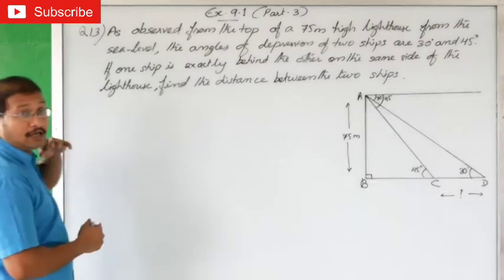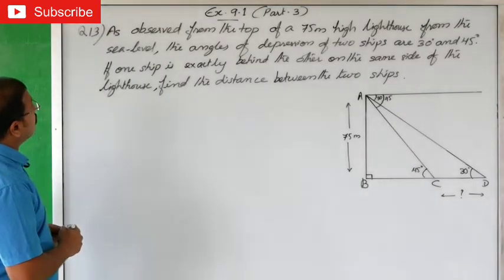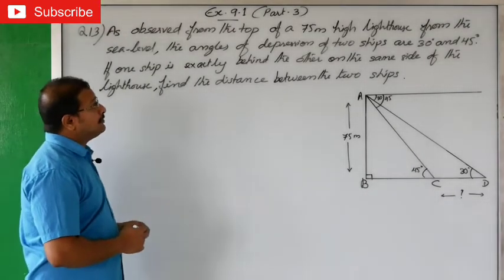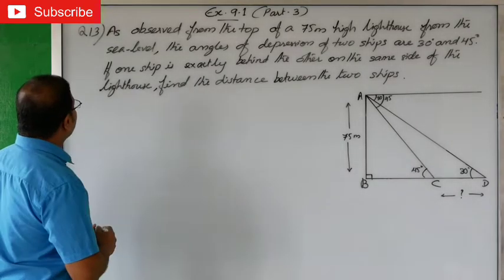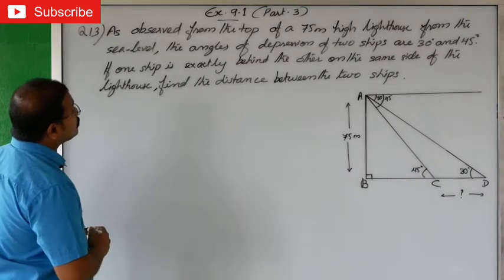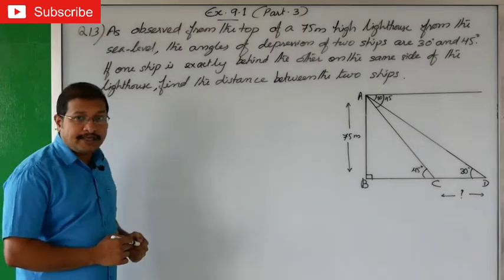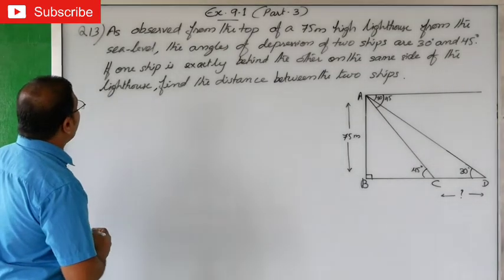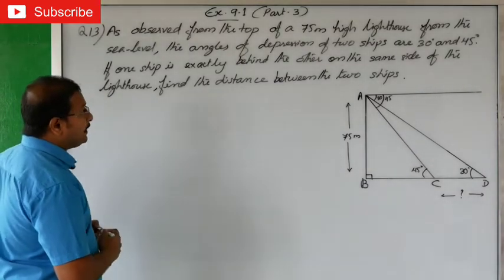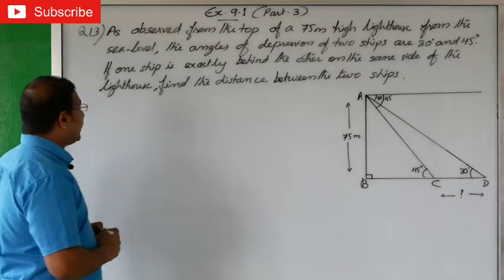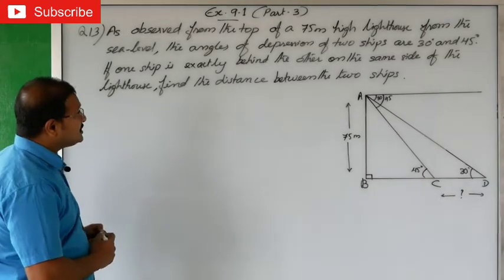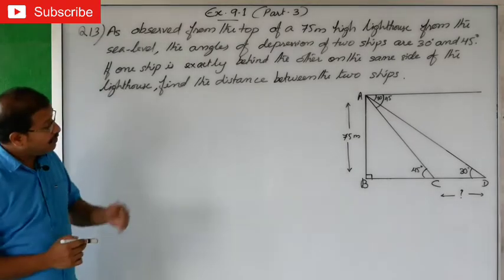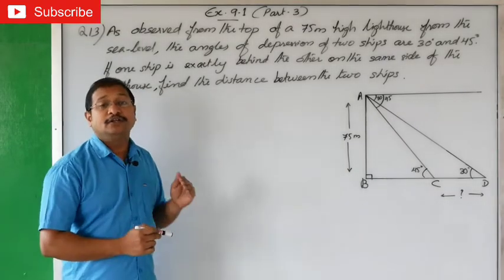Question number 13. I'll read the question once. As observed from the top of a 75 meter high lighthouse from the sea level, the angles of depression of two ships are 30 degree and 45 degree. If one ship is exactly behind the other on the same side of the lighthouse, find the distance between the two ships. So we want to find out the distance between the two ships.